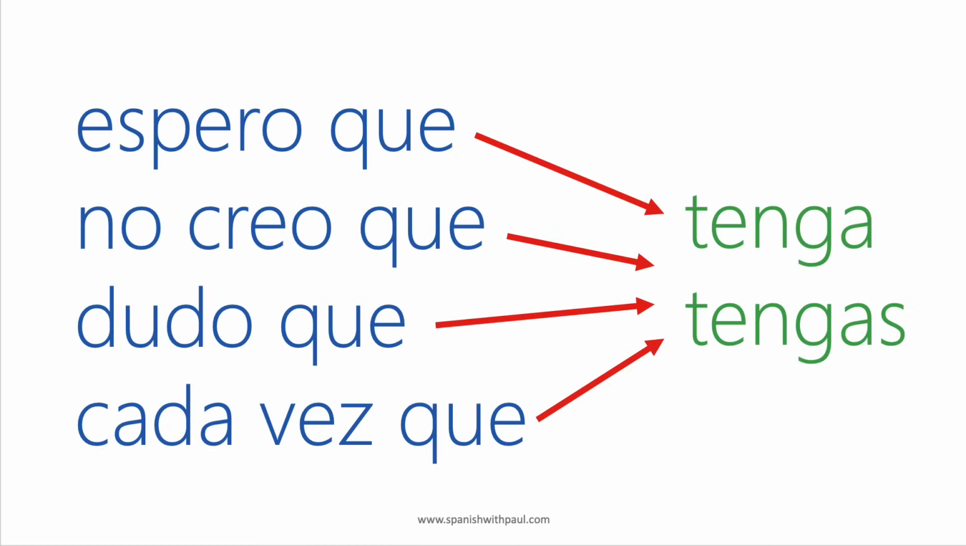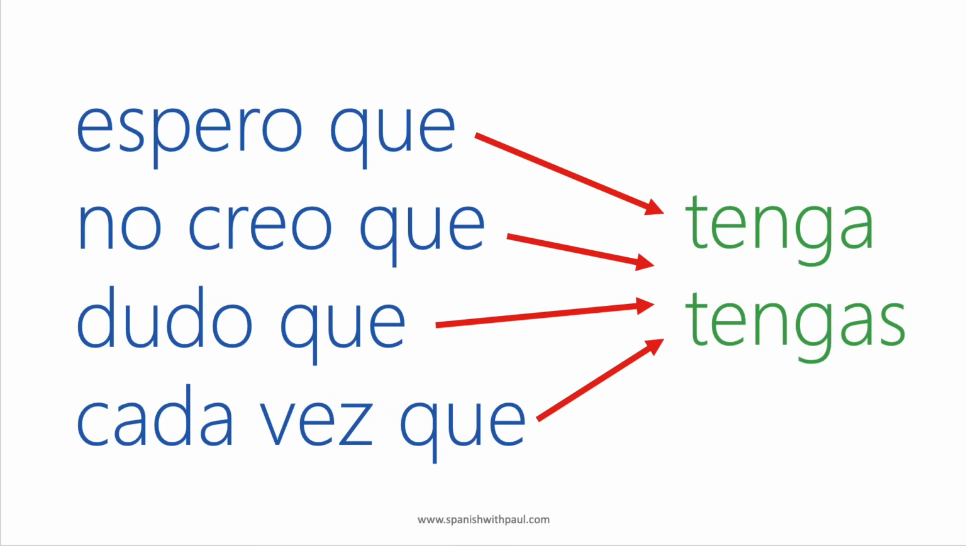So let's add that new trigger to our list. So far we have espero que, I hope, no creo que, I don't believe or I don't think, dudo que, for I doubt, and now cada vez que, each time or every time that. All of these phrases trigger the subjunctive in Spanish that leads us into the sound of either tenga for I have or tengas for you have.